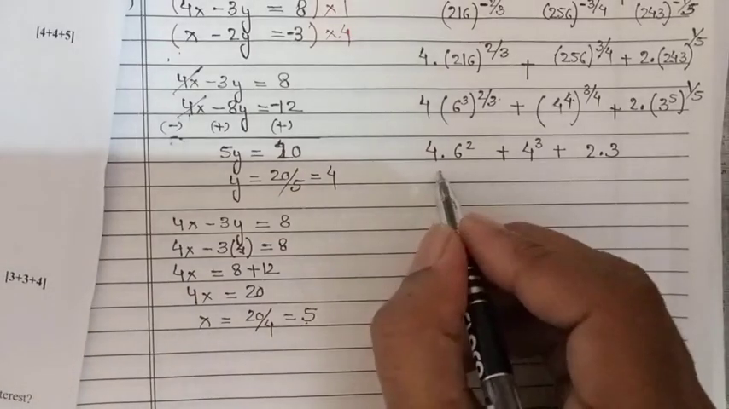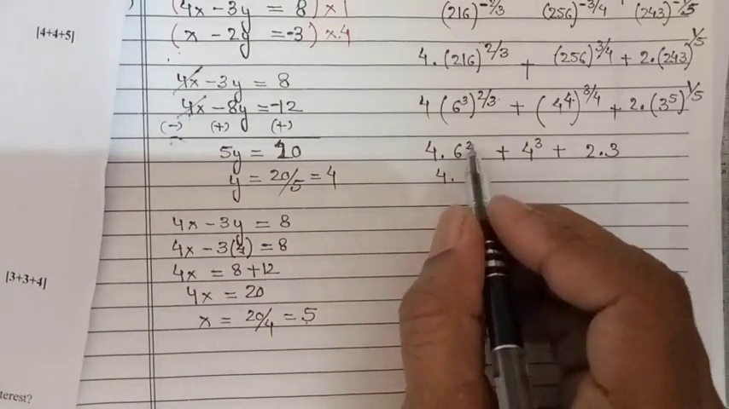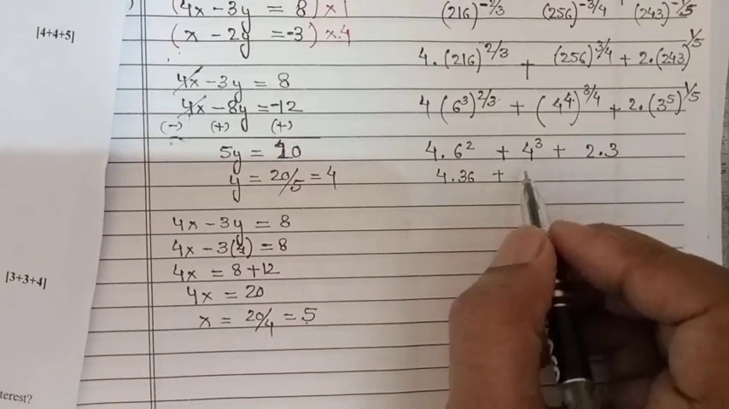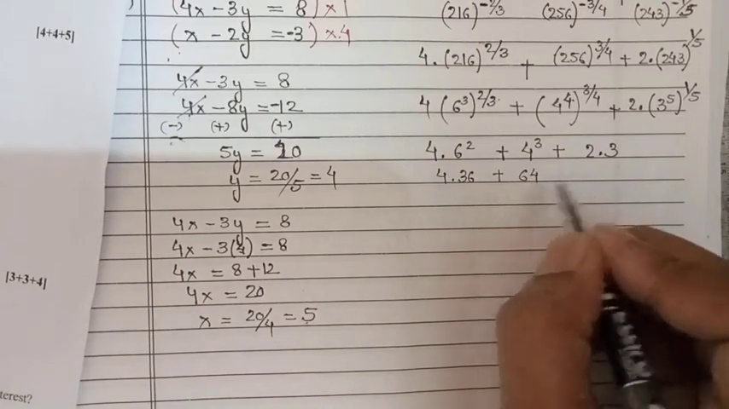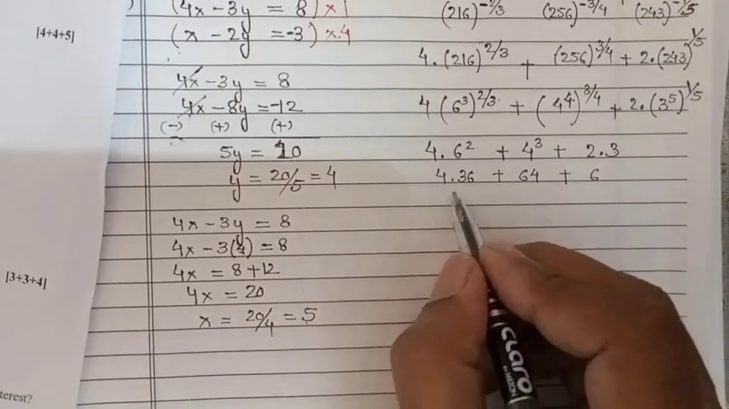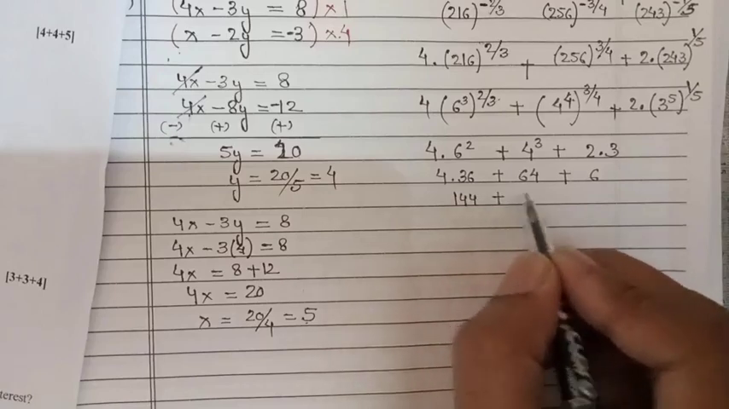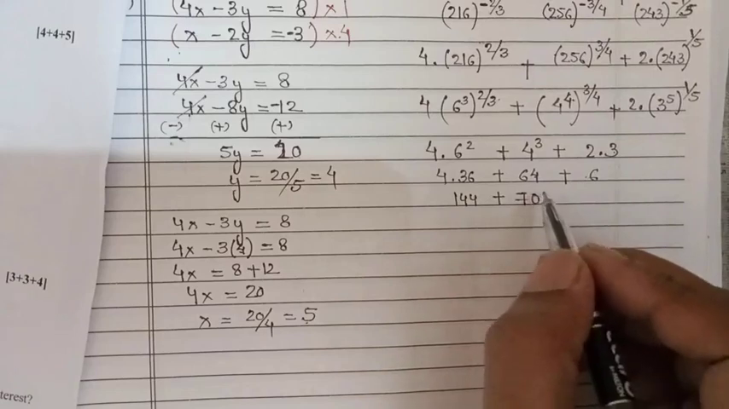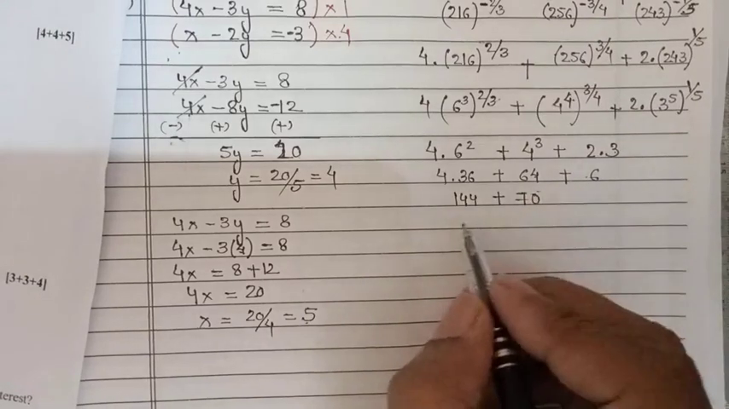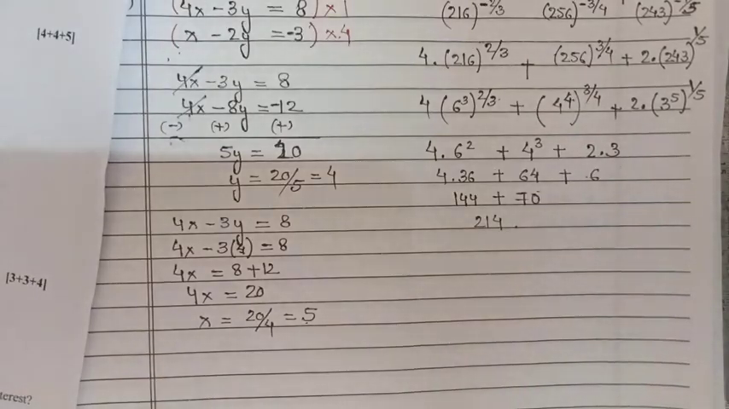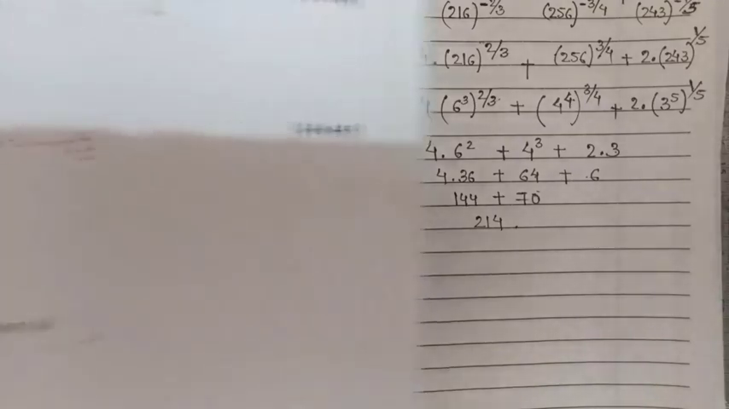Now you simplify it, so it will be 4 into 6 square, that is 36. 4 cube will give you 64. Then 2 into 3, 6. 36 into 4 is 144. Plus 64 plus 6, that is 70. So finally you are getting the result 214. That's the B part of it. Now moving on to the C part.